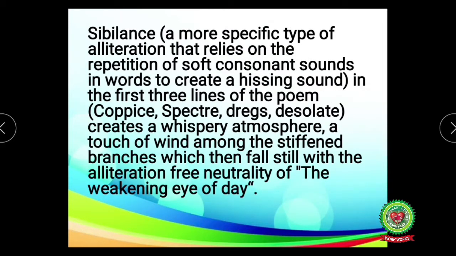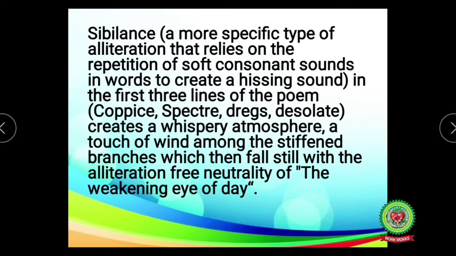Now, another section under form is sibilance. Now, what is sibilance? Sibilance is a more specific type of alliteration that relies on the repetition of soft consonant sounds in words to create a hissing sound. So, sibilance in the first three lines of the poem creates a whispery atmosphere, a touch of wind among the stiffened branches, which then falls still with the alliteration-free neutrality of the weakening eye of day. So, students, sibilance is actually a figure of speech in which a hissing sound is created within a group of words through the repetition of sounds.